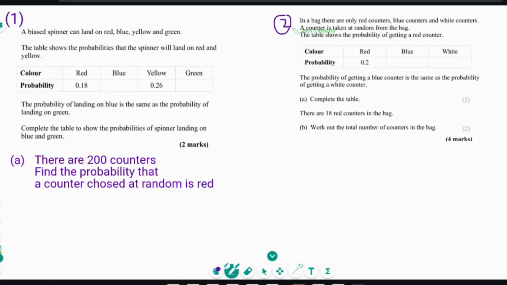Okay, we've got a biased spinner that can land on red, blue, yellow and green. The probability of landing on blue is the same as the probability of landing on green. So I'm going to subtract those values off of 1, which gives us 0.56. We need to divide that by 2 because we need to share it between the blue and the green. So each one is 0.28.